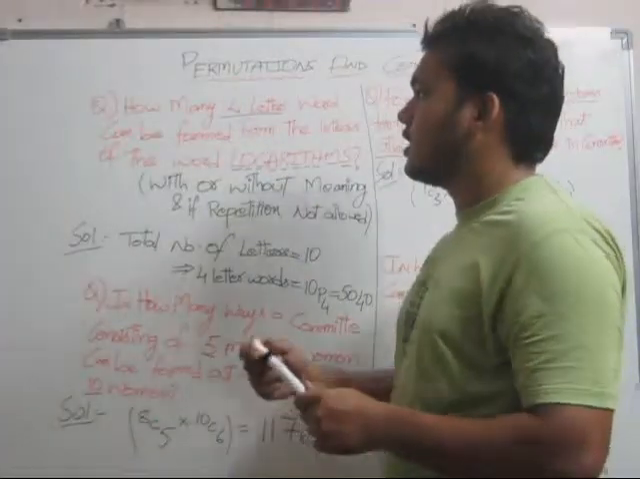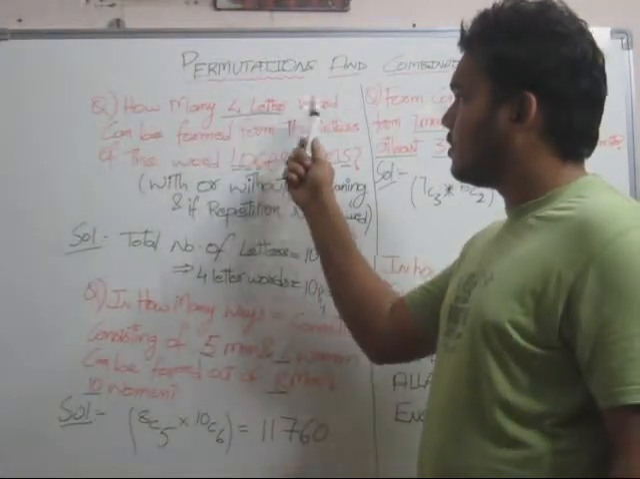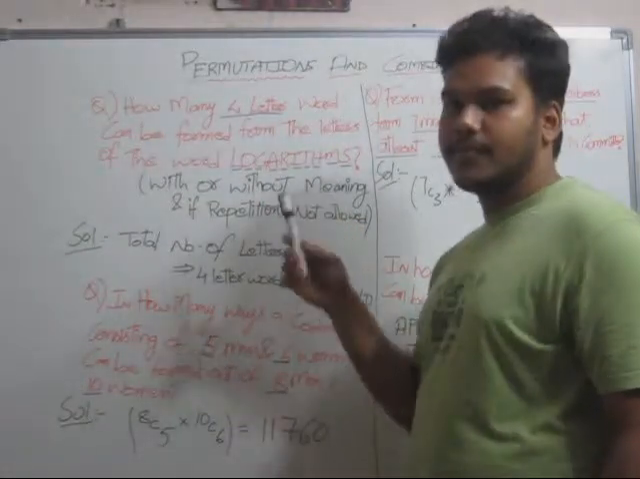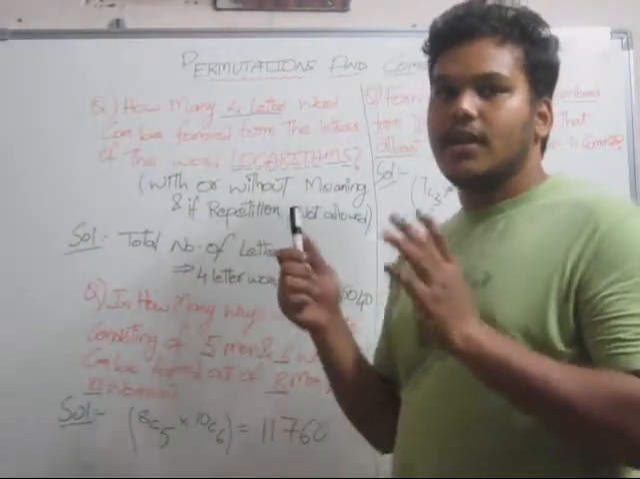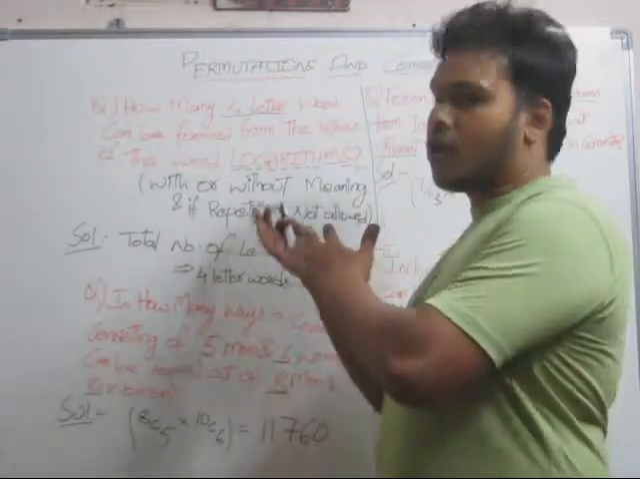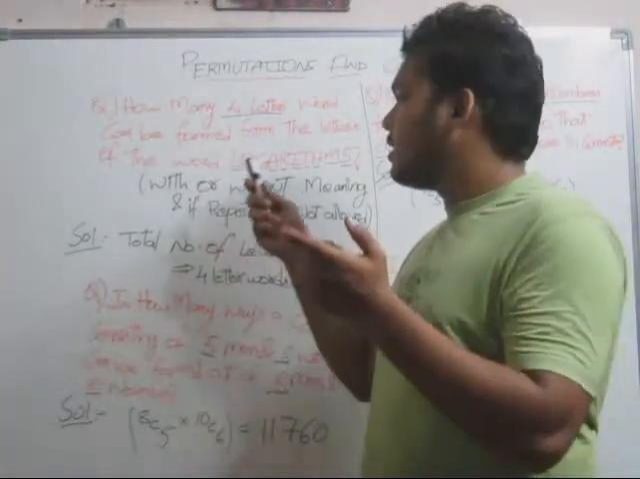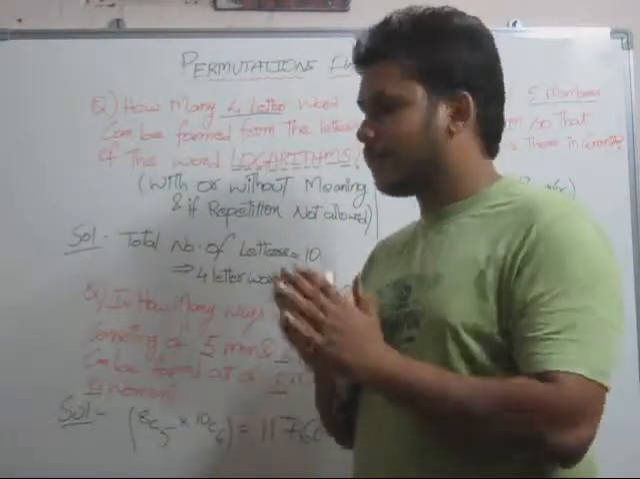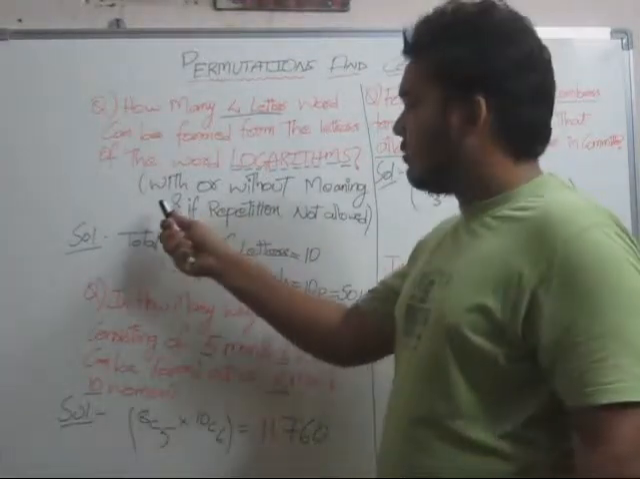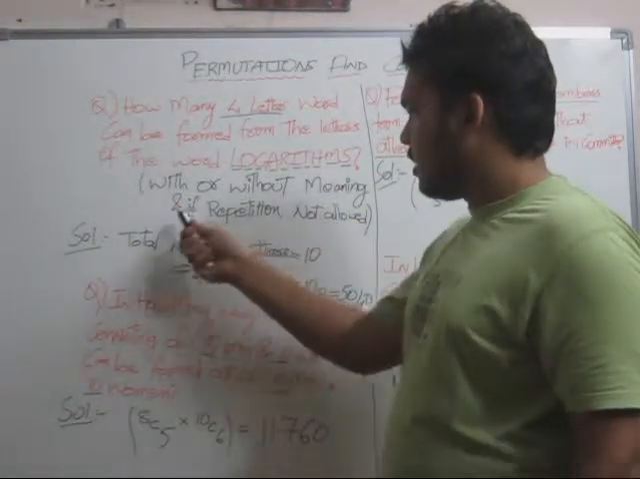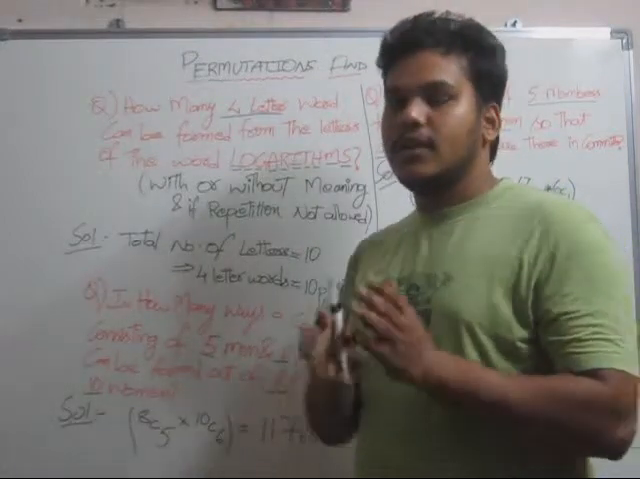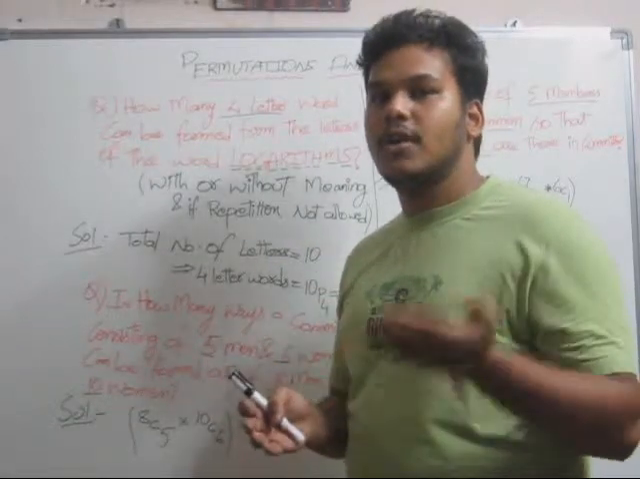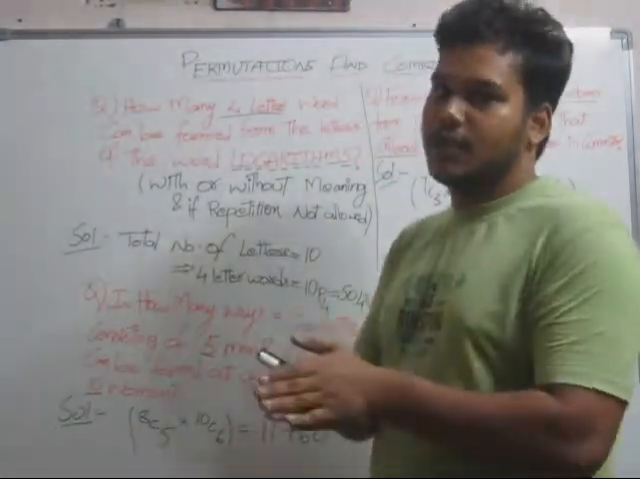The first question goes like this: how many 4-letter words can be formed from the letters of the word logarithms? In this question, a word is given, that is logarithms, and from the letters of the word logarithms we have to form a 4-letter word, with or without meaning, and repetition is not allowed. So let us see how we can form that.